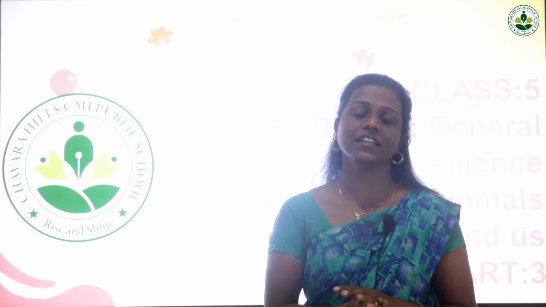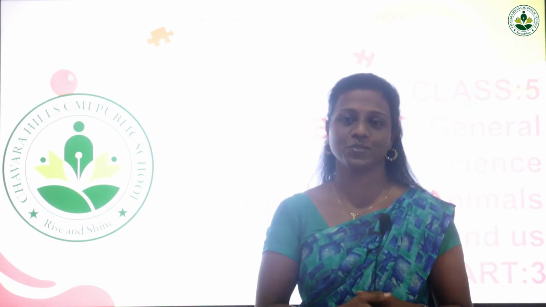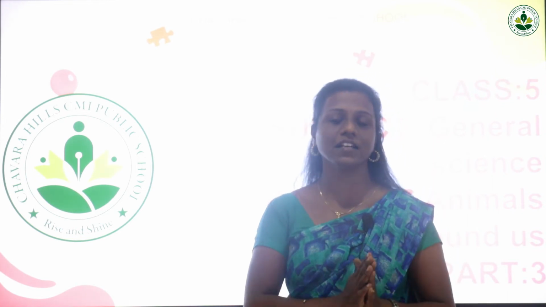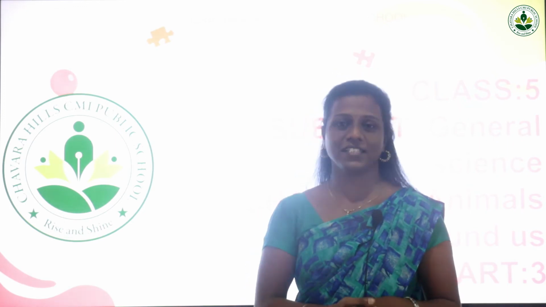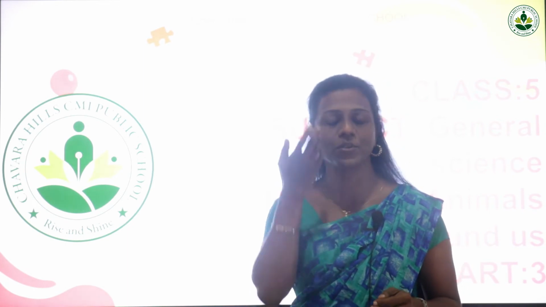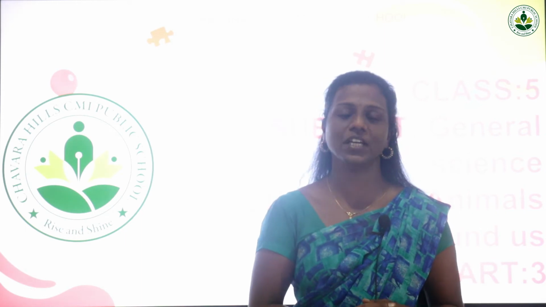So we started the animals around us chapter, and we completed some portions about reproduction in animals. Animals are mainly classified into two according to reproduction. One is oviparous and the other is viviparous. Oviparous animals lay eggs and produce their young ones, and viviparous animals give birth to their young ones.